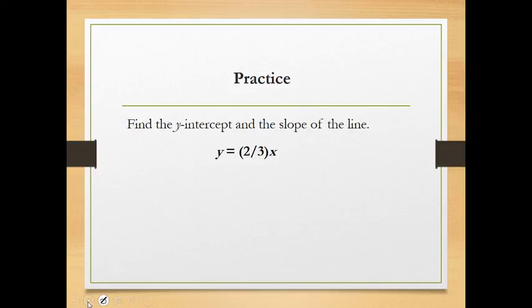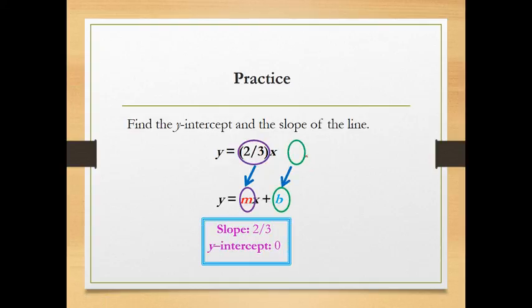Okay, so find the y-intercept and slope of this line. Well, we know that the slope is the coefficient of x. It's the number right in front of x. And we can see that in this case, it is the 2/3. So we say this line has a slope of 2/3. But I don't see a b here. I don't see another number at the end. Alright, so when I don't see another number at the end, it's like I added 0. Remember, adding 0 doesn't change the value of anything.